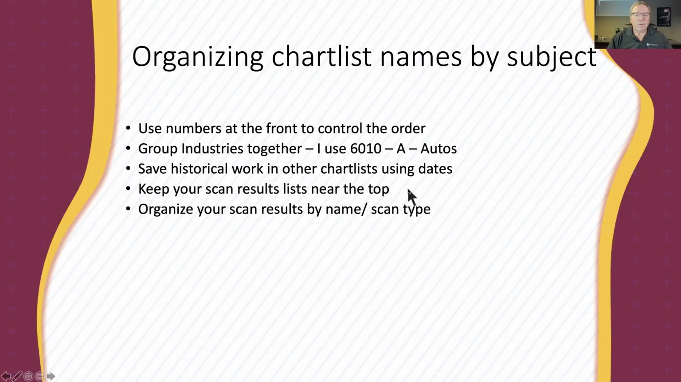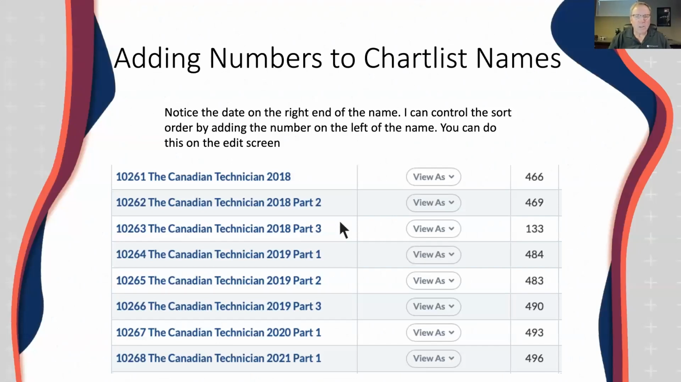Keep your scan results listed near the top because you don't want to go past 200 chart lists to find your scan results, and organize your scan results by name or scan type, as I mentioned. So here's an example of all my historical stuff. So here's Canadian Technician 2018, my first one, my second one, my third one.